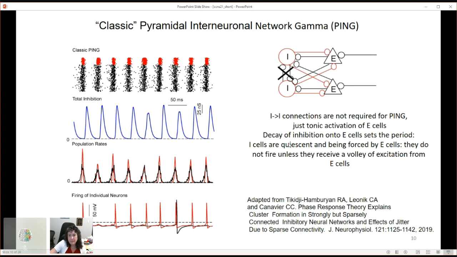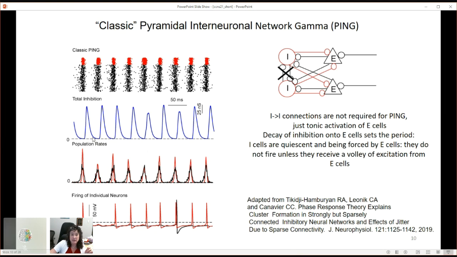Now, another example of some coupled oscillator mechanisms that have been proposed for gamma would be the classical PING mechanism. In the classic PING mechanism, the excitatory neurons, shown here in black, are always above threshold. They're driven above threshold, so they fire a population volley. The I neurons, the interneurons, are below threshold. So therefore, they only fire when the excitatory population tells them to. But once the interneurons fire, that causes enough inhibition across the network, this is a summed inhibition in the network, that you get a pause.